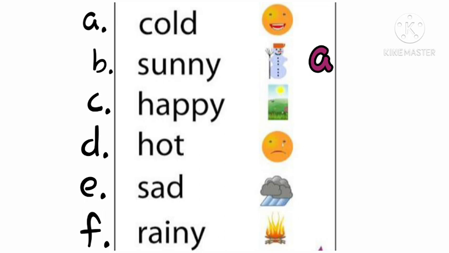Very good. Now number B is sunny. Sunny means a day with a bright sun. Here is a picture in the third category. That means in the third number, we have a picture with a bright sun. So we will put B beside that picture. We will put B beside the third number picture. Very good. Now number C is happy.